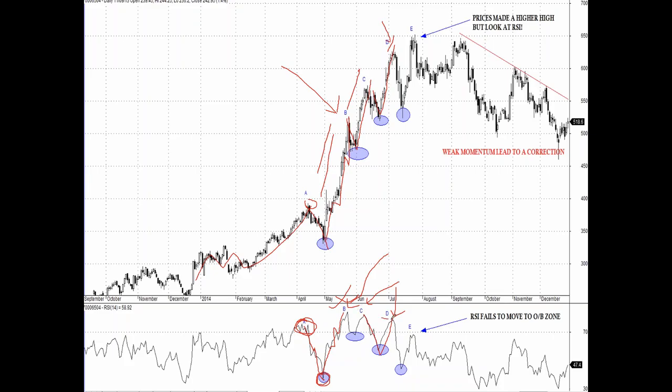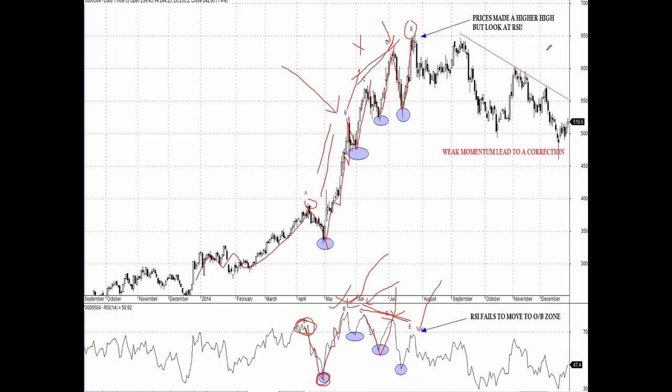Even when we are seeing a divergence here, the following move takes the RSI to an overbought zone. That means this divergence is not a true divergence. The trend is still stronger on the upside. Then again we see a fall, and again at E. Now at E the RSI fails to move to an overbought territory.